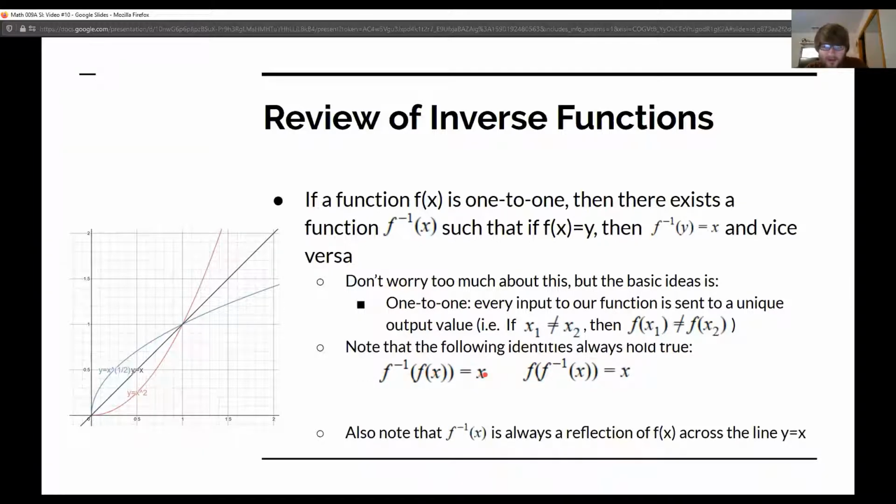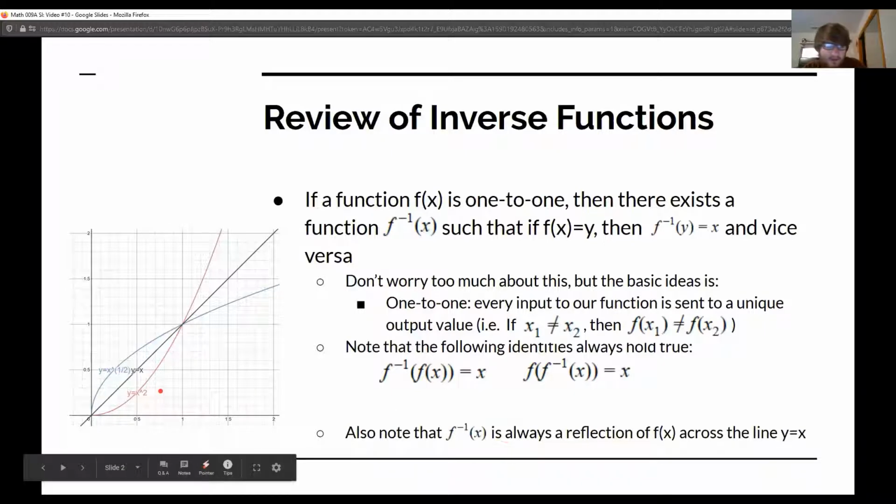And also note that because of this, these two identities hold true: f inverse of f of x is equal to x, and the other way around, f of f inverse of x is equal to x. And also note that f inverse of x is always a reflection of f of x across the line y equals x.